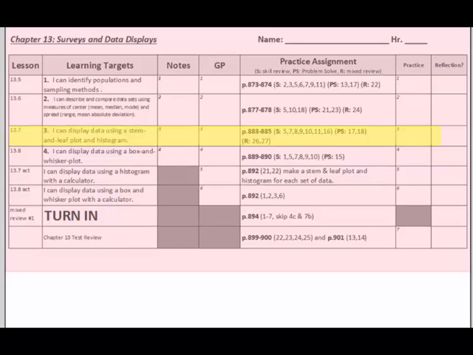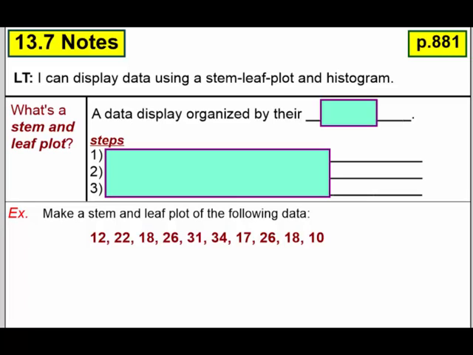Okay, you're listening to lesson 13.7. In 13.7, we are going to display data using a stem and leaf plot and a histogram. Two different kinds of data displays here. So let's start out with the stem and leaf plot.